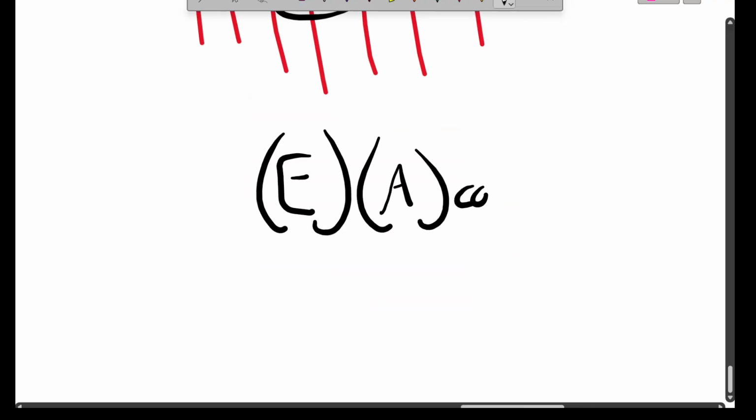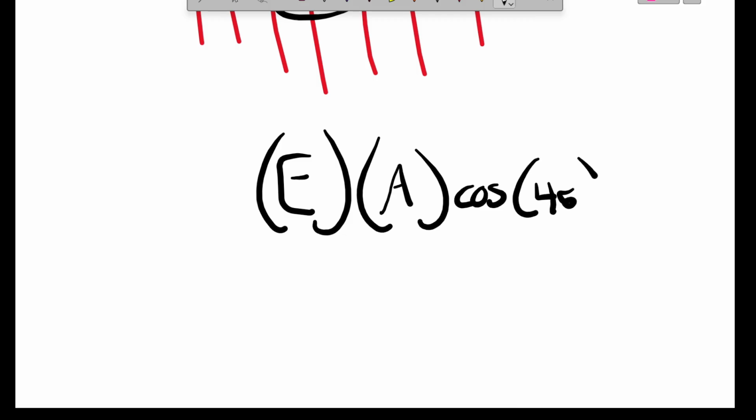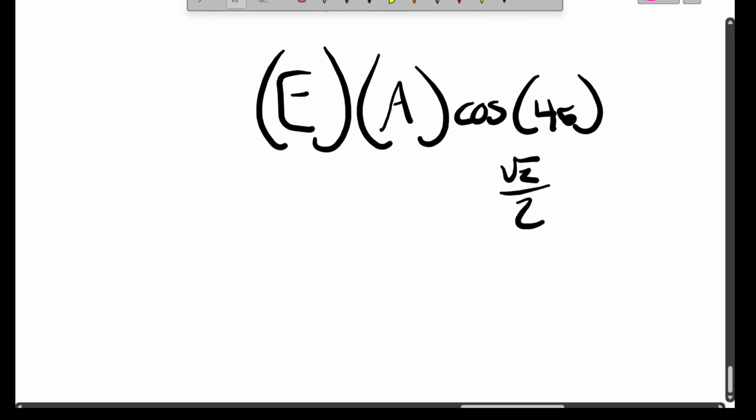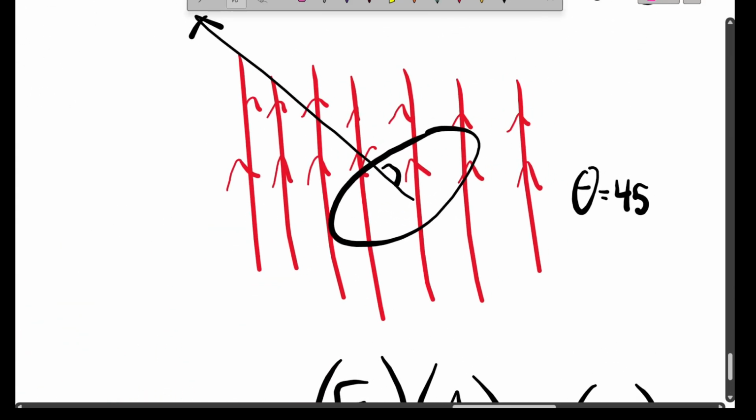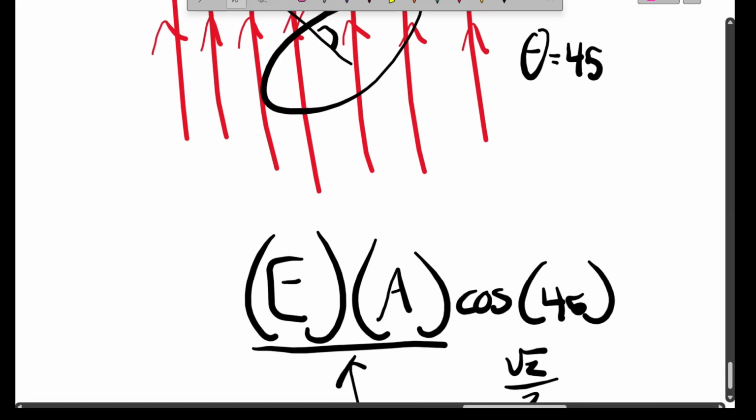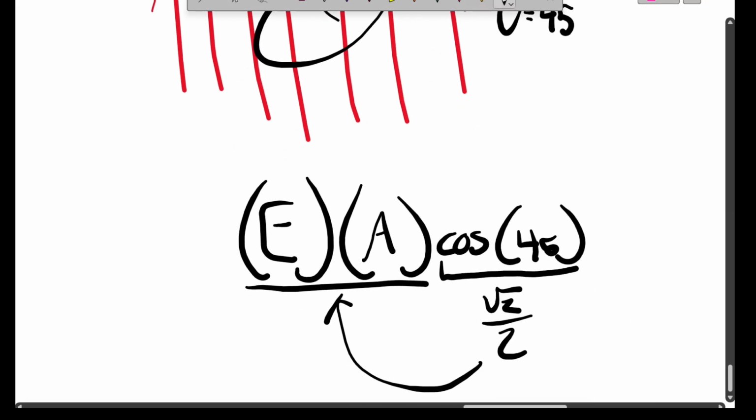So when you look at it, I know the area, E times A, and cosine of 45 is radical 2 over 2. That's essentially the augment on this. You're going to have some fraction of the magnitude rather than the full magnitude. Some of the field lines are getting captured, but not all of them. And that's essentially the purpose of this cosine term.